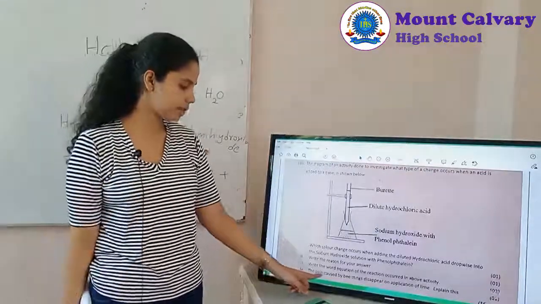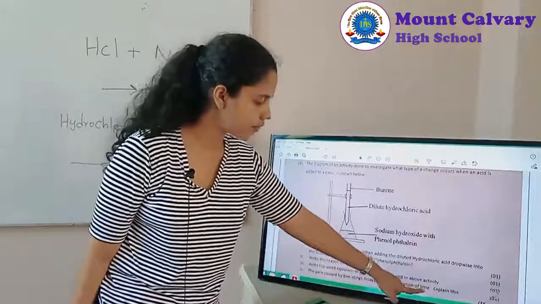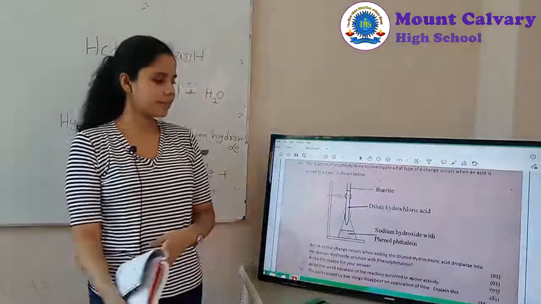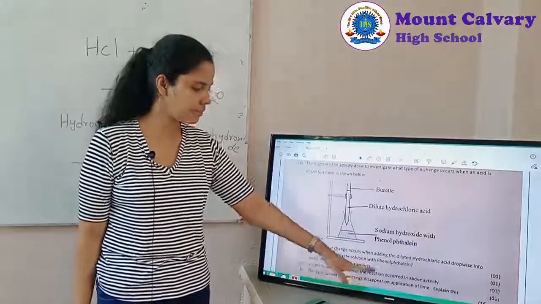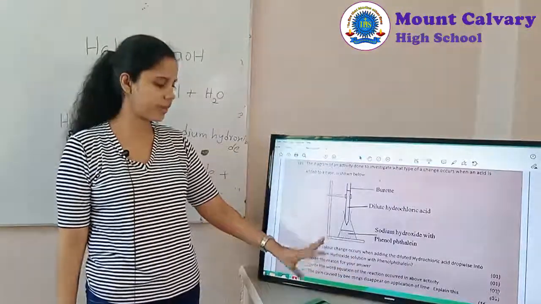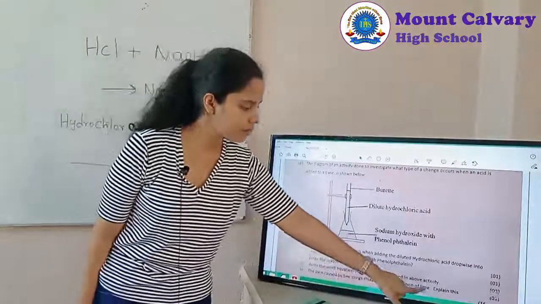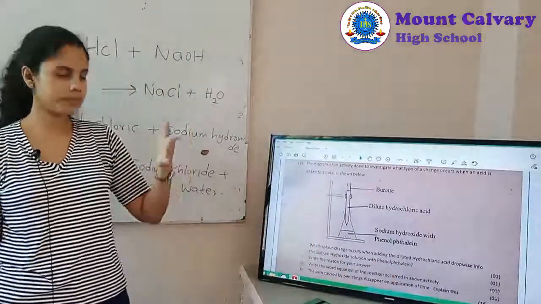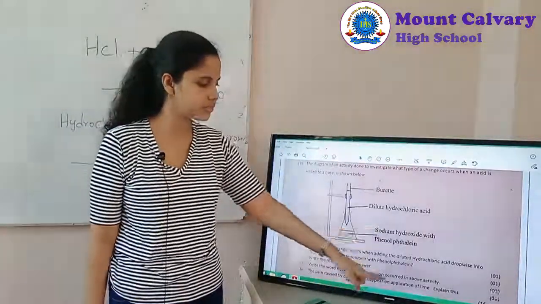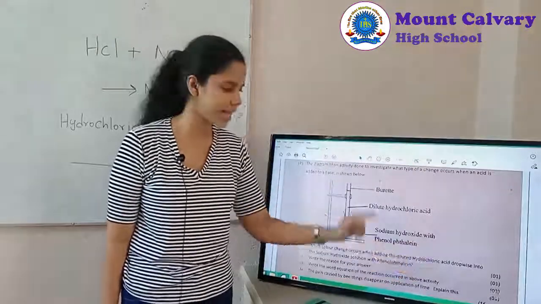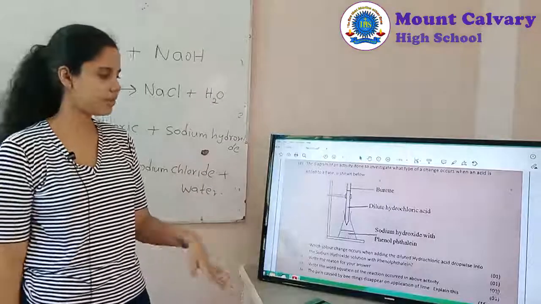Then next one: the pain caused by a bee sting disappears on application of lime. Now explain this. What is happening here? Bee stings include a base, right? It's a somewhat basic liquid. So what happens when you apply lime on it? The basic nature of that solution will reduce due to lime, because lime is acidic. The pain will gradually reduce when you apply lime.